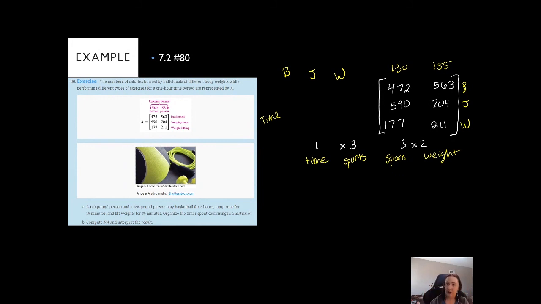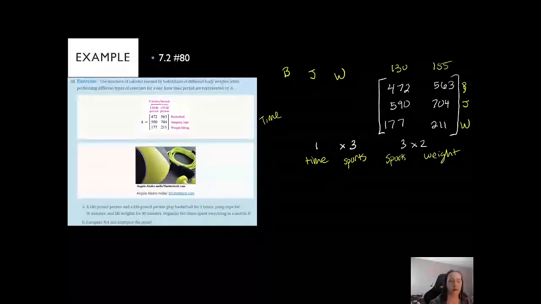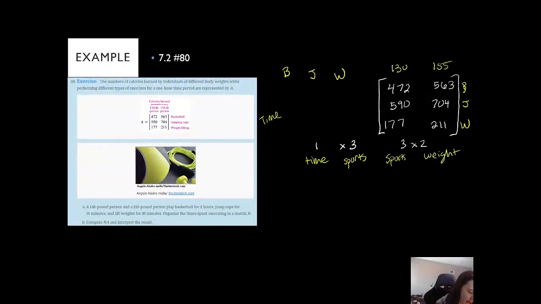So based off of what they're giving us, I could have separated it out and just repeated the same information for each row, but there's no need to do that. So we can just use it once instead of having two identical rows here. So basketball is 2 hours.